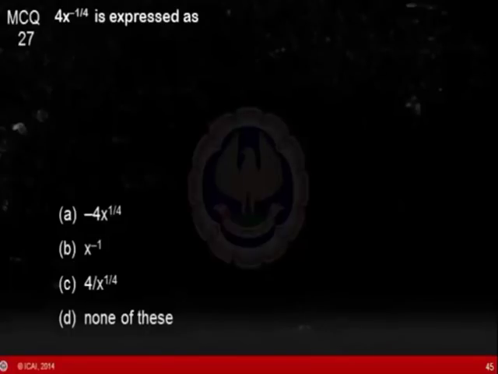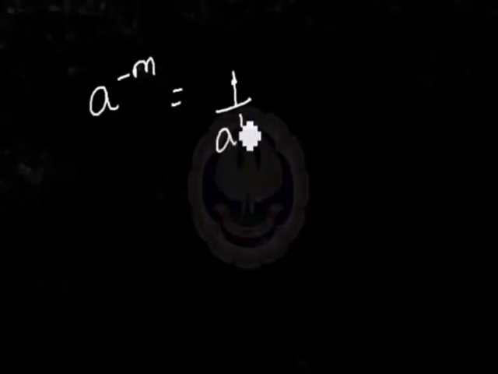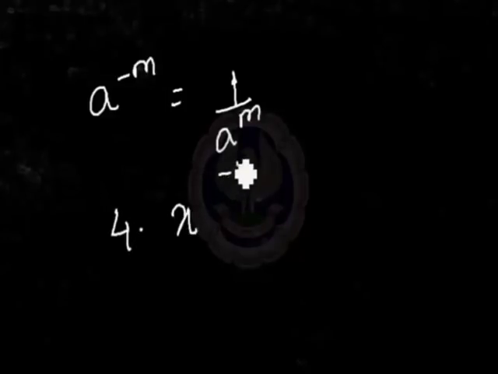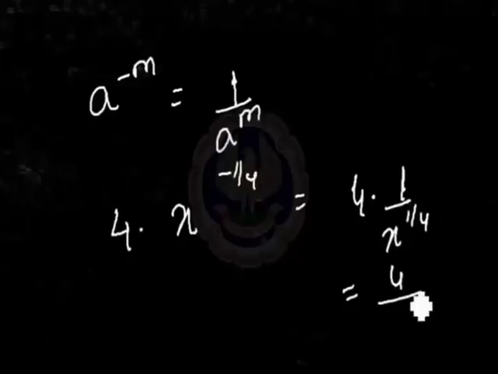Correct? Right? I'll just show it to you also what we are talking about here. We just said that if we have something like a to the power minus m, it could be written as 1 by a to the power m. So in the question we have something like 4 into x to the power minus 1 by 4. This can be written as 4 into 1 by x to the power 1 by 4, which is equal to 4 by x to the power 1 by 4, which is option C. Right? So the answer is option C, 4 by x to the power 1 by 4.